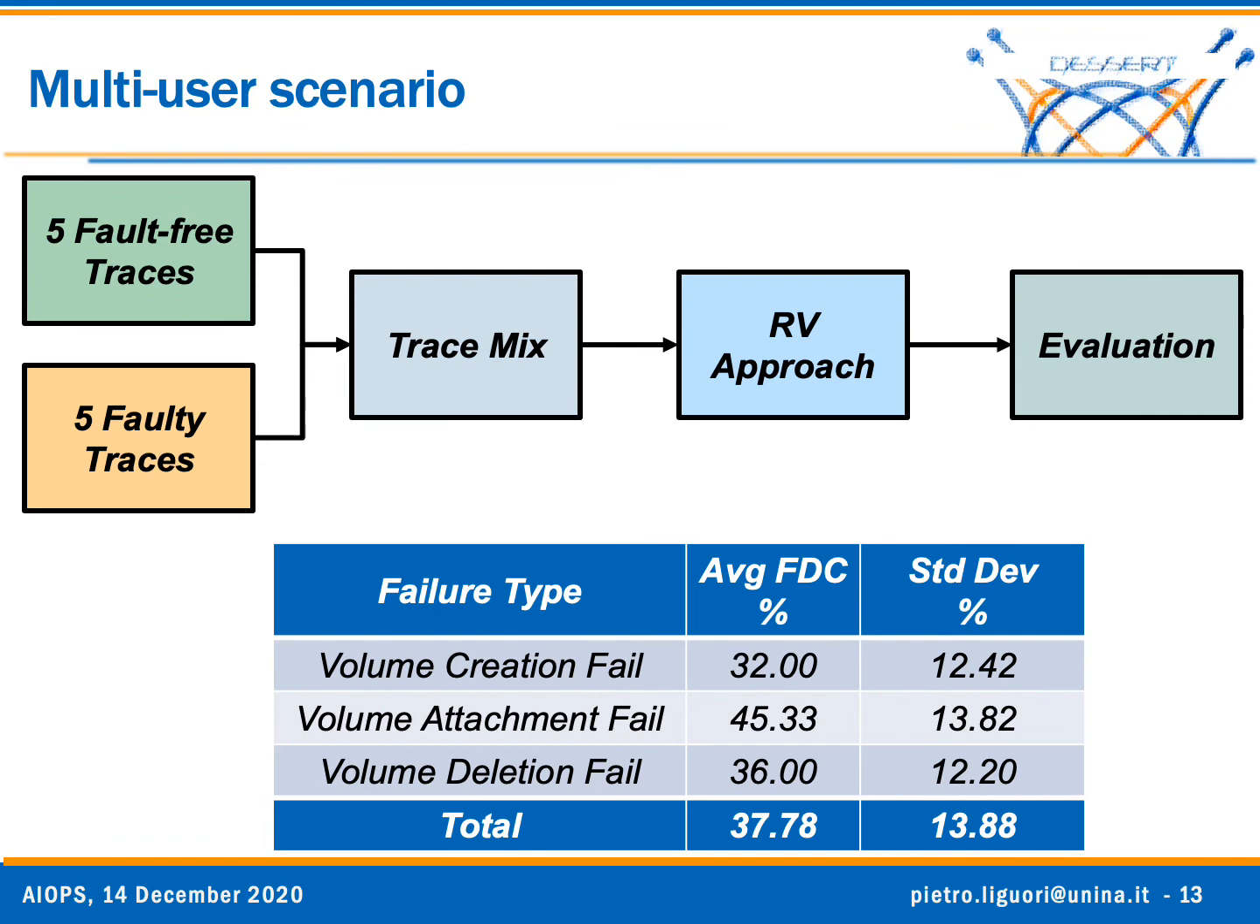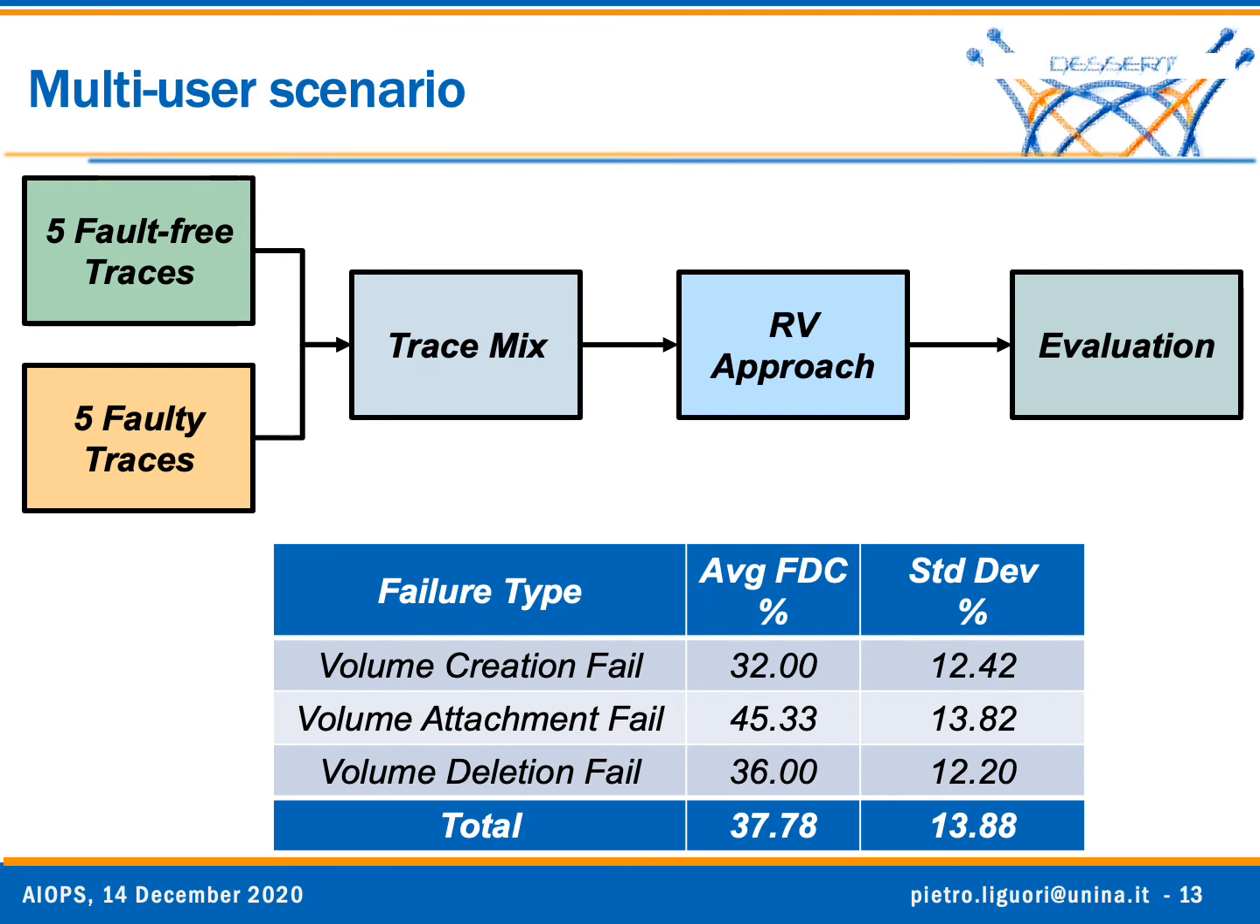We evaluated our approach also in a simulated multi-user scenario. To simulate concurrent requests, 10 traces, 5 fault-free and 5 faulty, are mixed together by alternating the events of all the traces but without changing the relative order of the events within every single trace. The faulty traces are related to the same failure type, for example, volume creation.